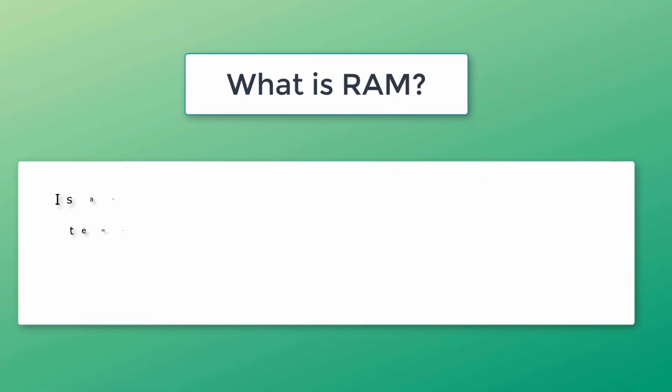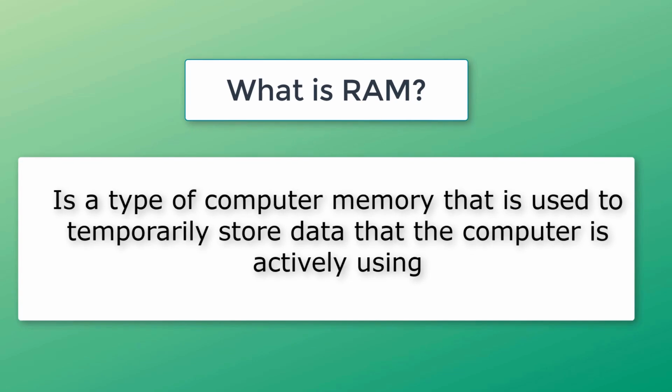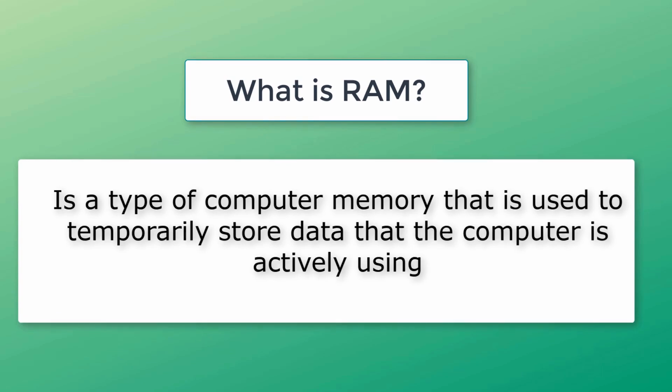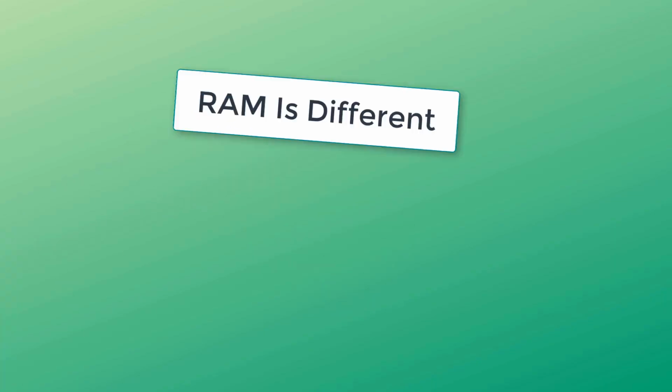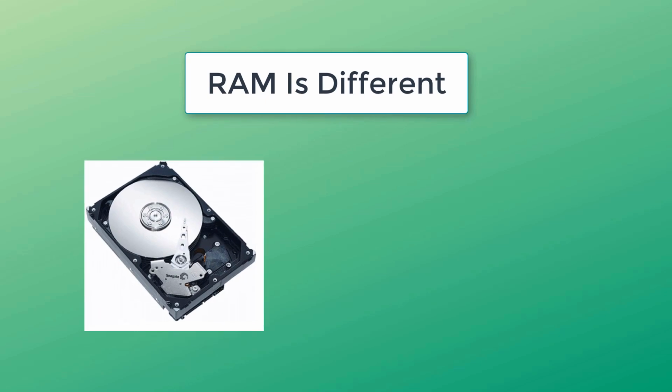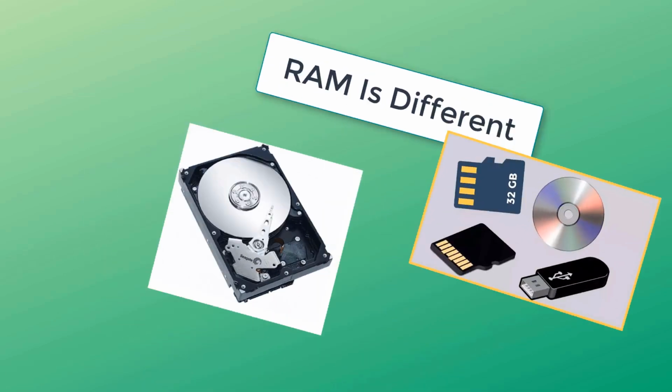RAM, or Random Access Memory, is a type of computer memory that is used to temporarily store data that the computer is actively using. Think of it like a temporary workspace where the computer can access information quickly and efficiently. RAM is different from your computer storage, such as hard disk drives, SSDs, and other storage devices, as they are used to store data permanently.